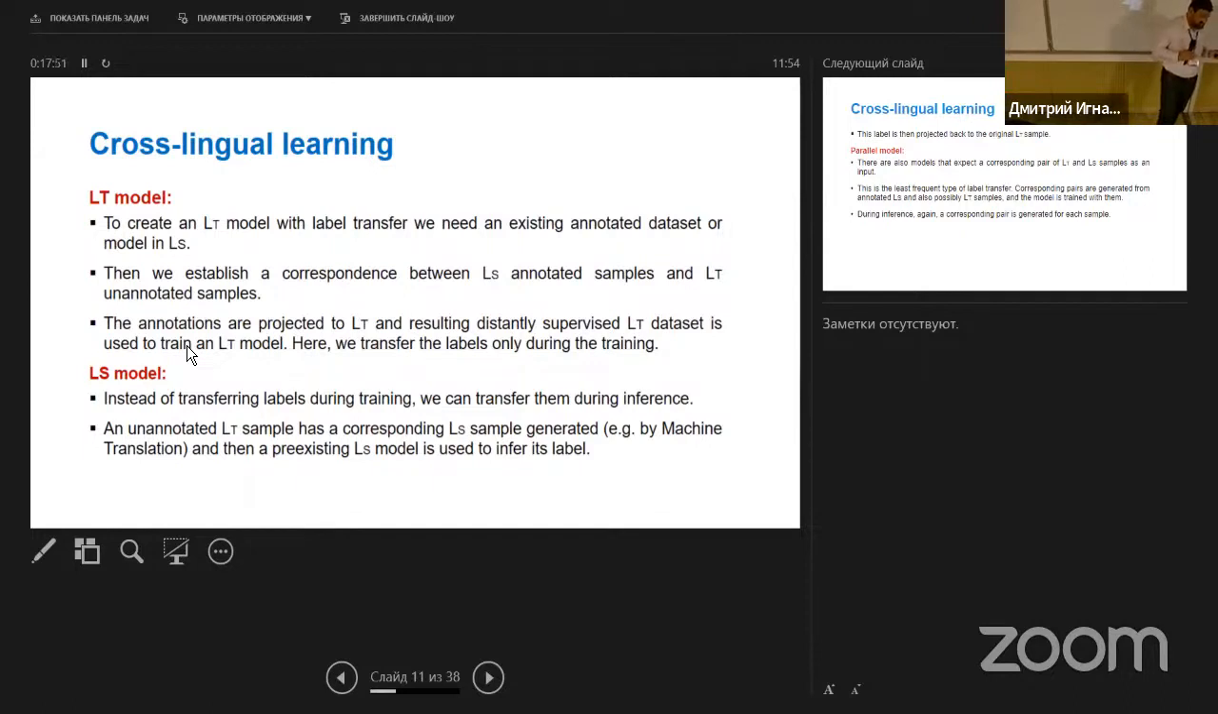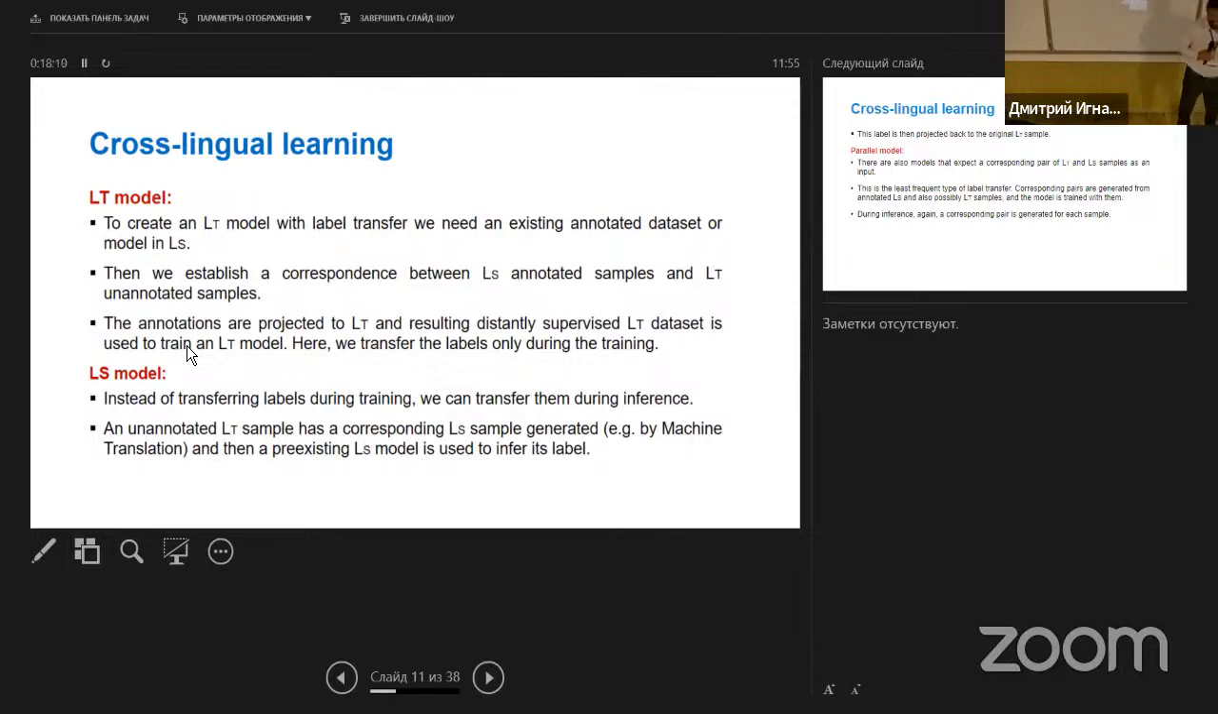There are no annotations for target language data. So after establishing this correspondence, we project the annotation from the source language to the target language. And we can say that we are going to transfer the labels during the training time. That is the LT model. The next one is the LS model.